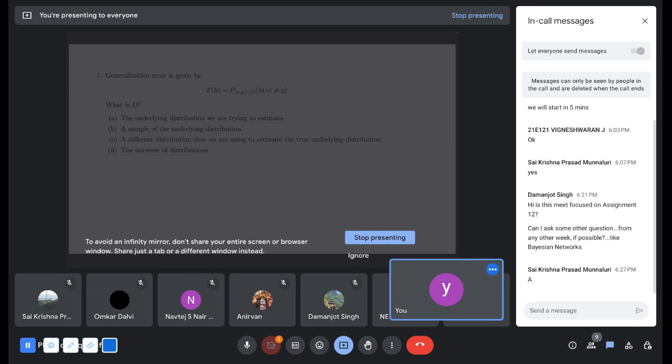The answer that says it can see a sample of the underlying distribution is wrong. What is a sample? A sample is this thing, x and y; this is one sample. Another option says a different distribution that we are using to estimate the true underlying distribution. No, this is also a wrong answer, and it is too far off.